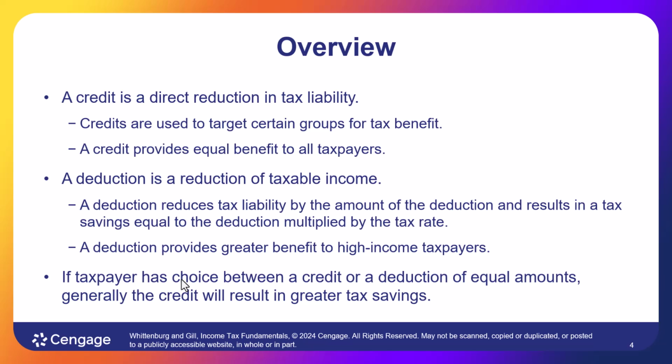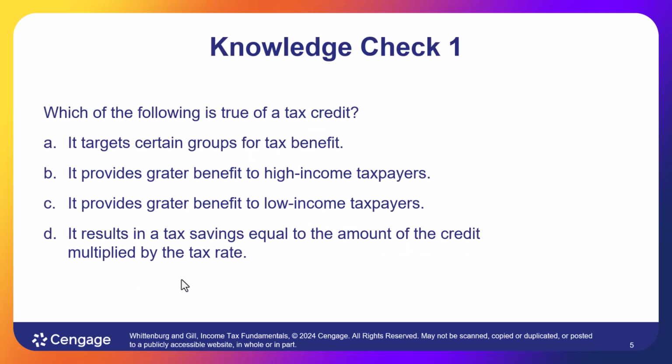A deduction is a reduction in taxable income, like I said, and if you get a $2,000 deduction and you're in a 10% tax bracket, then you only get 10% of that, $200. If you're in the highest tax bracket, then you would get 37.6% of that, or 39.6%. If a taxpayer has a choice between a credit or deduction of equal amounts, the credit will result in greater tax savings.